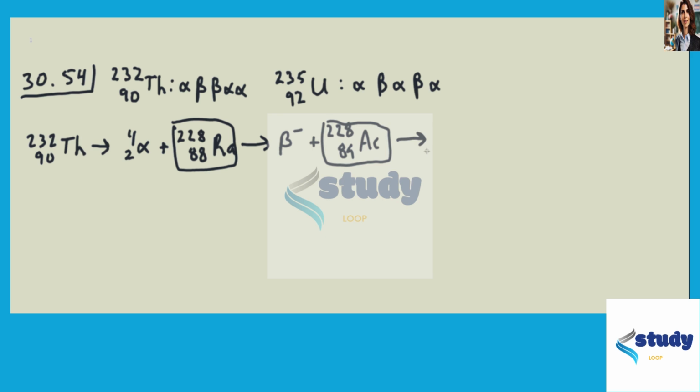And we're told we have another beta. So we do the same thing again. We add 1 to this and leave this the same. We see we end up with a different isotope of thorium, thorium-228 now.